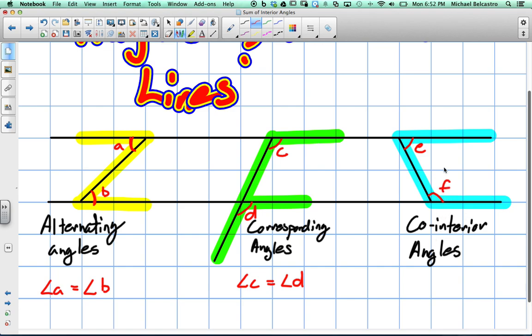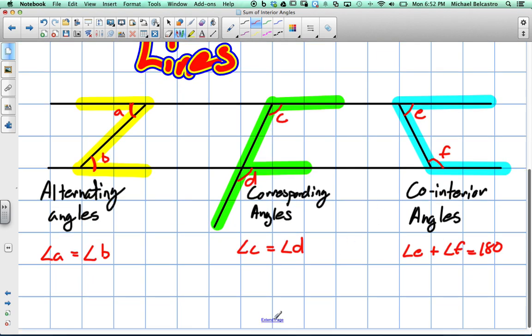For co-interior angles, it's a little different. So for alternating and corresponding, things are equal. For co-interior, the two angles add up to 180 degrees. So angle E plus angle F equals 180 degrees. Okay, so we would use that to solve some stuff.